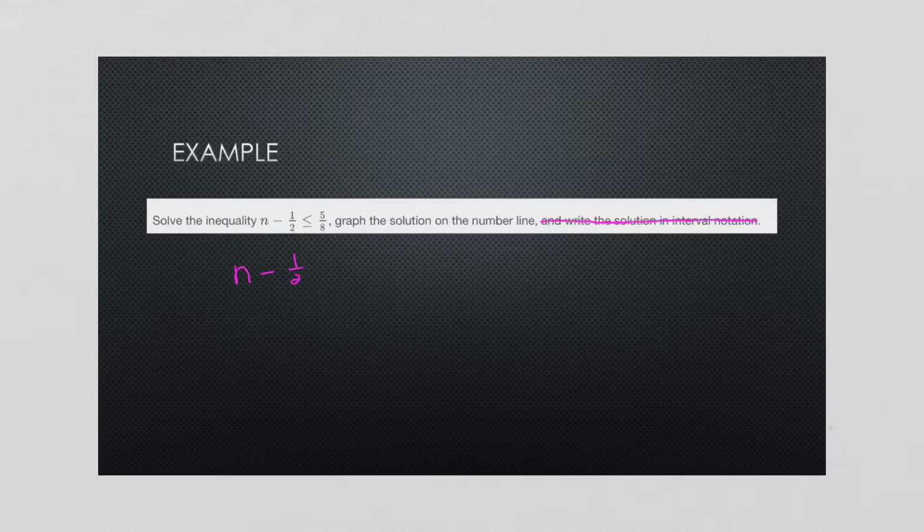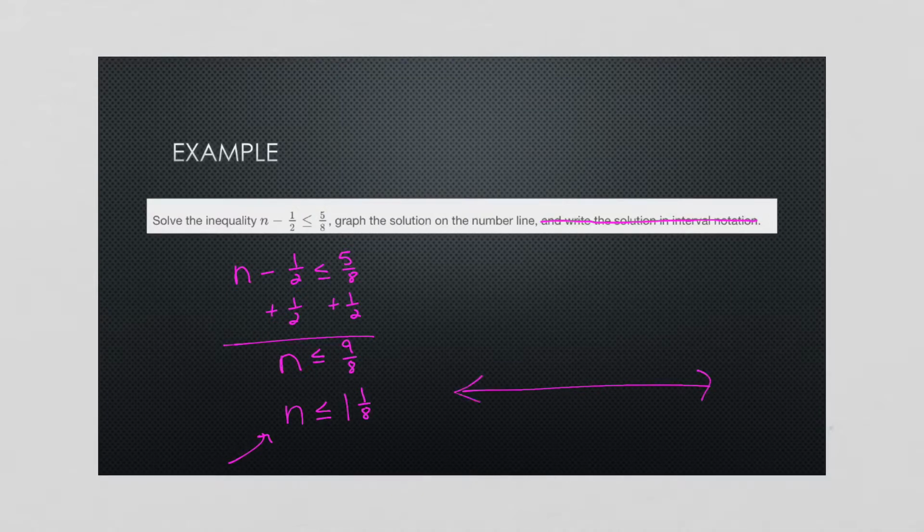I do want you to do everything else though. N minus 1/2 is less than or equal to 5/8. To solve this, you do the same thing that you would do if that were just an equal sign. You would add 1/2 to both sides. So I've got N is less than or equal to 5/8 plus 1/2, which is 9/8. Or you could say 1 1/8. So I could also write it like this. Either way, I think probably this one is a little bit easier to graph.